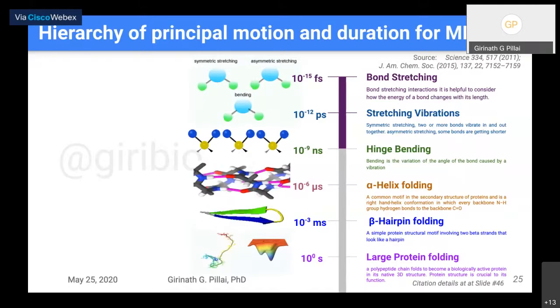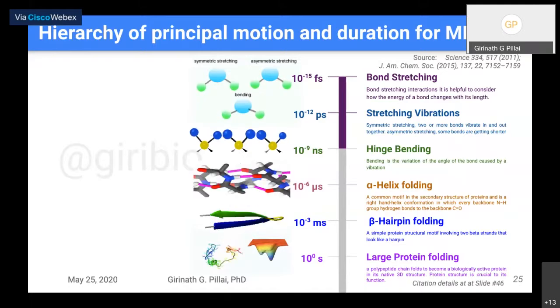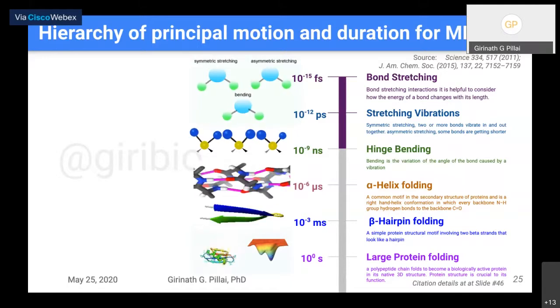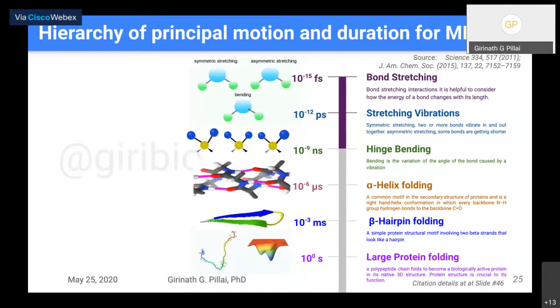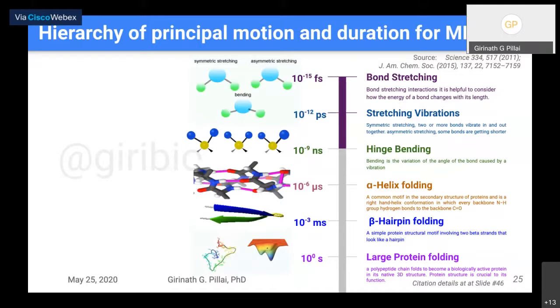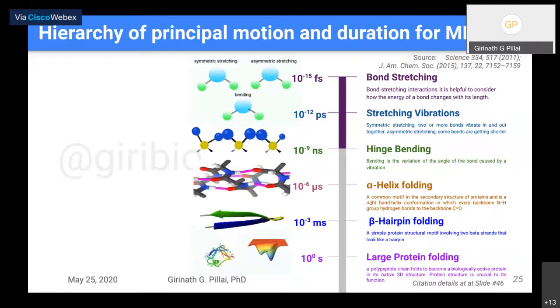And then when you're going for large protein folding, a polypeptide chain folds to become a biologically active protein in its native 3D structure. And the protein structure is crucial to its function. So there we go, on the level of seconds, in real life, right? But now let me explain in different terms on the application side.